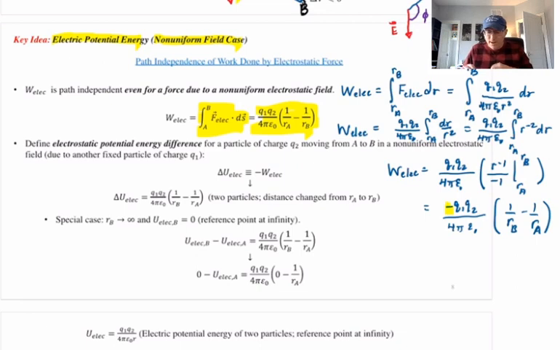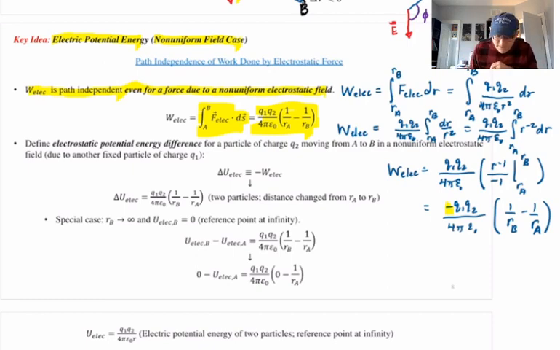Q1 Q2 over 4 pi epsilon 0 times 1 over the starting distance between the charges, RA, minus 1 over the final distance, RB. And it's path independent. W electric is path independent, even for a force due to a non-uniform electrostatic field.